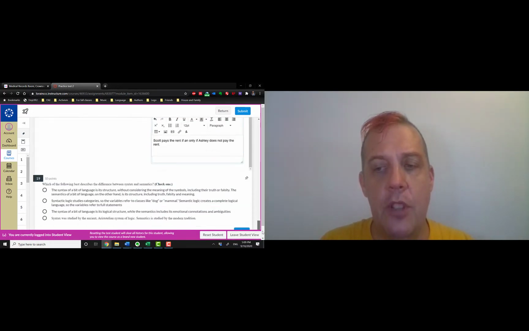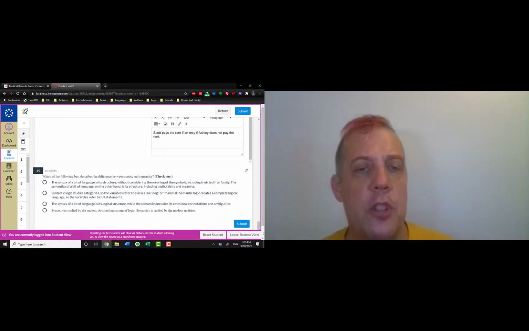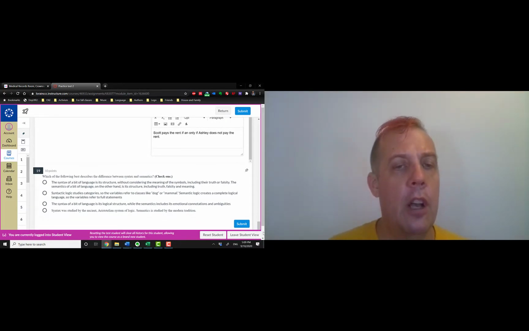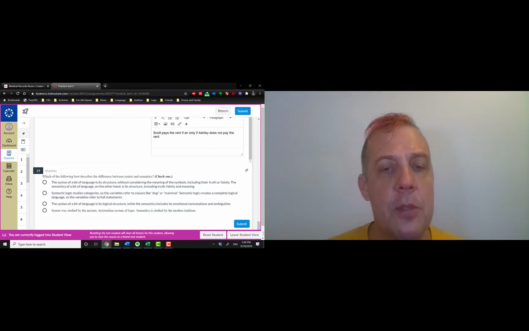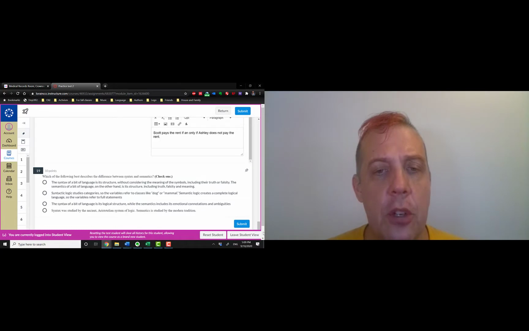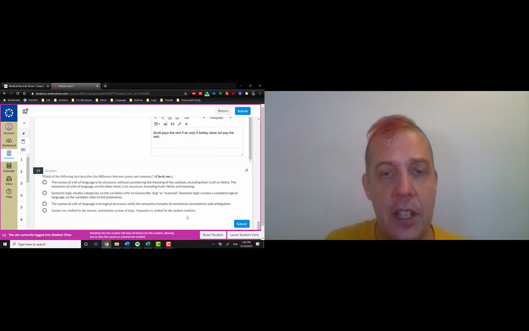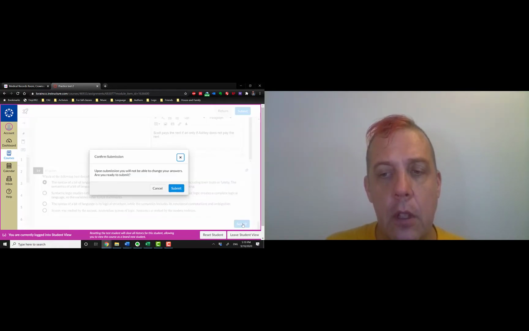And then the last question on this is a multiple choice question about some of the metalogical terms, in this case, syntax and semantics. What is the difference between syntax and semantics? The answer is that syntax is just the structure of the language without considering meaning, whereas semantics includes meaning. So the correct answer is the first one here. And then after we do all that, we can hit submit. Yes, I'm ready to submit.